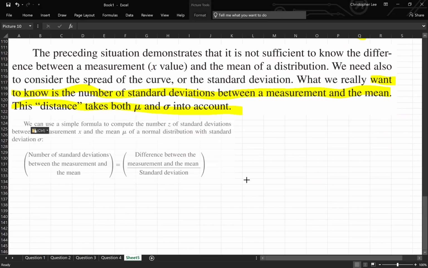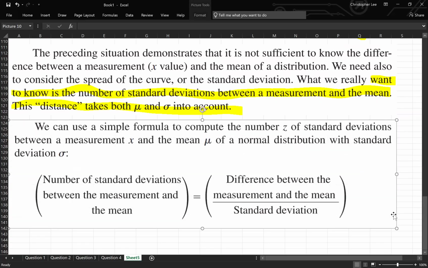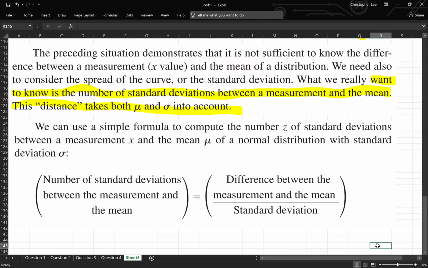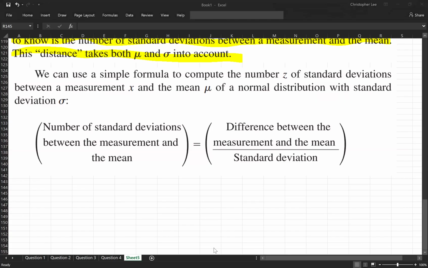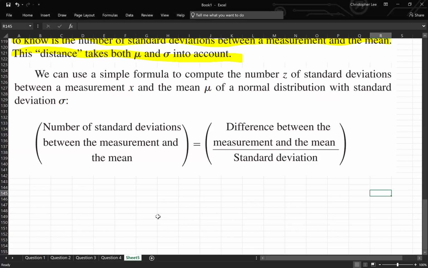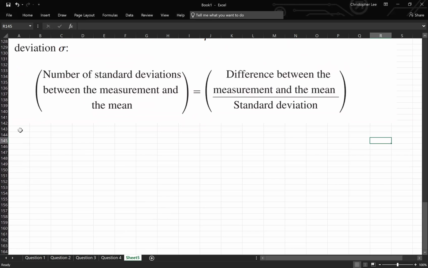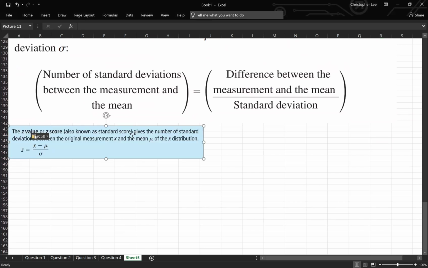So we can use a simple formula to compute the number z of standard deviations between a measurement x and the mean mu of a normal distribution with standard deviation sigma. The number of standard deviations between the measurement and the mean is equal to the difference between the measurement and the mean divided by the standard deviation. Now I know that sounds a little crazy, so let me put some mathematical symbols in there, and that might make it pop a little bit.